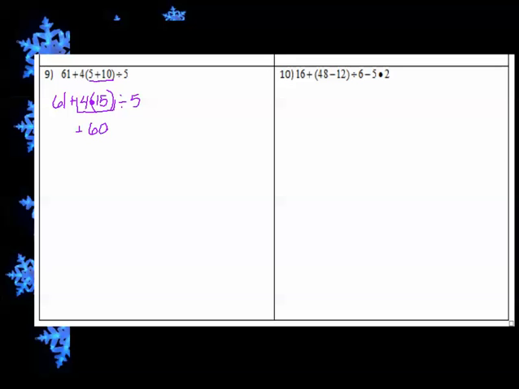Copy everything in front. Copy everything behind. Do I have any more multiplying or dividing? Yes. Here, 60 divided by 5 gives me 12. Plus 61. And then 61 plus 12 is my last step. And I get 73. Okay. Go ahead, solve number 10 by yourself, and I'll give you the answer.